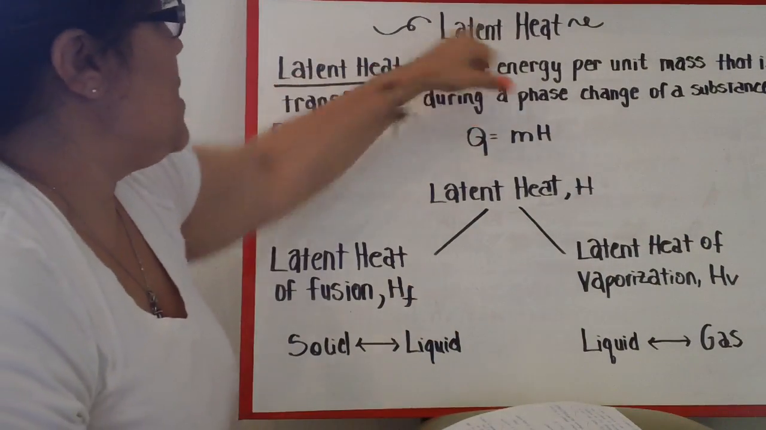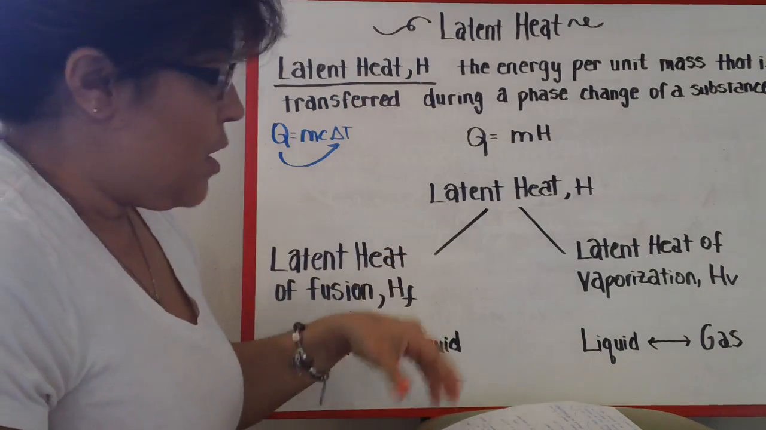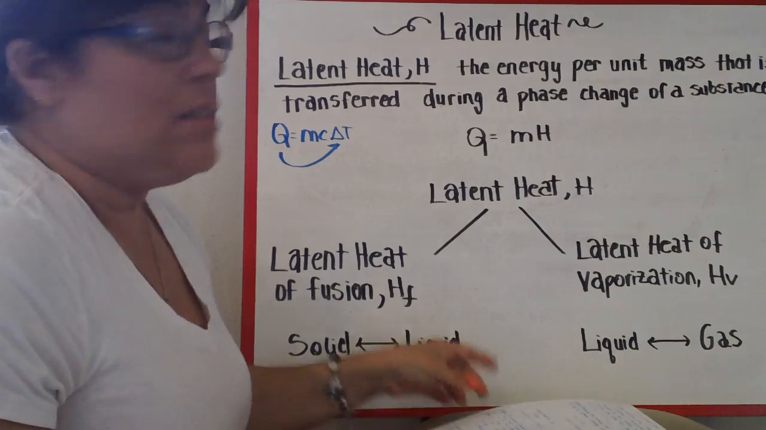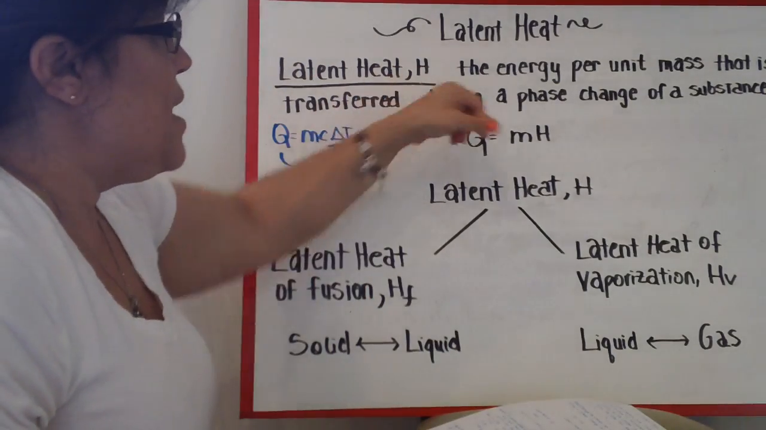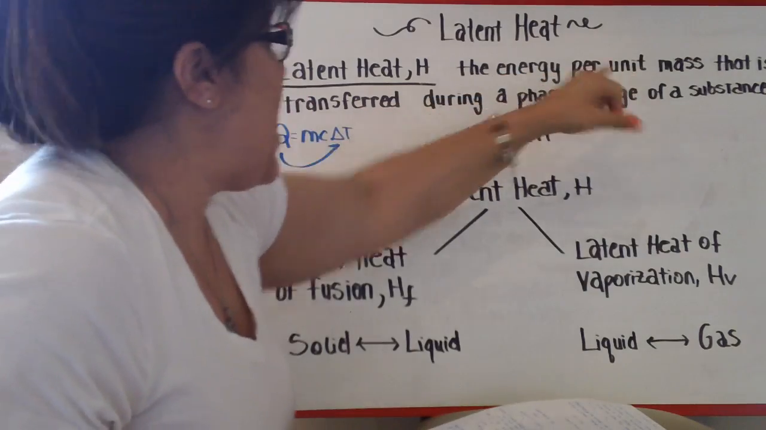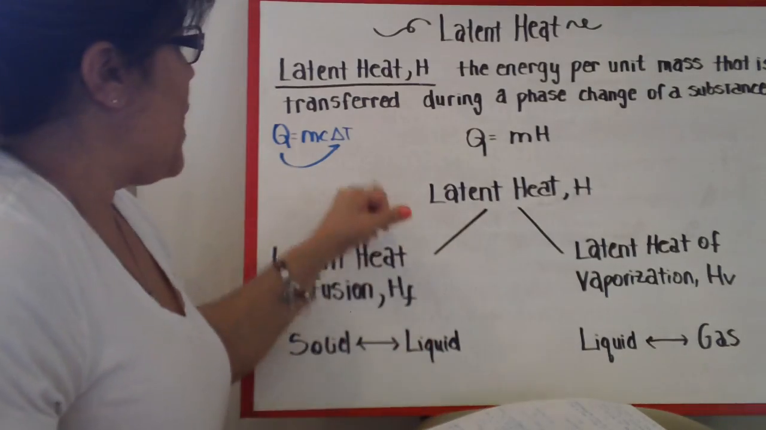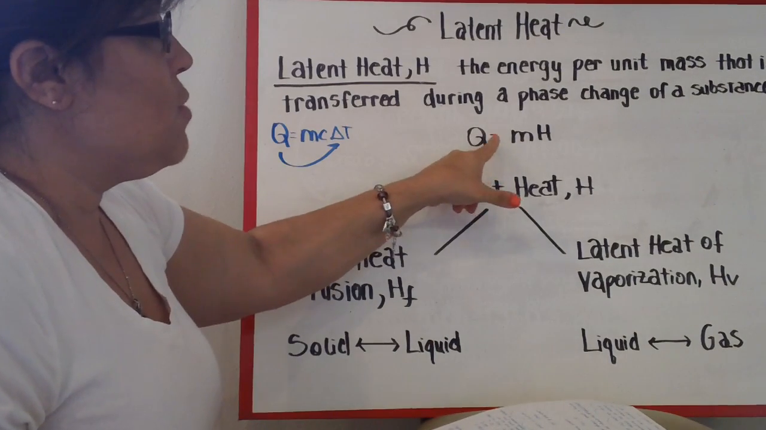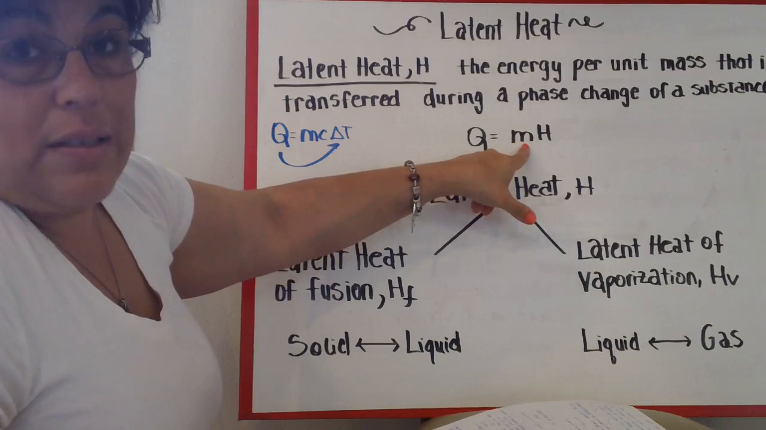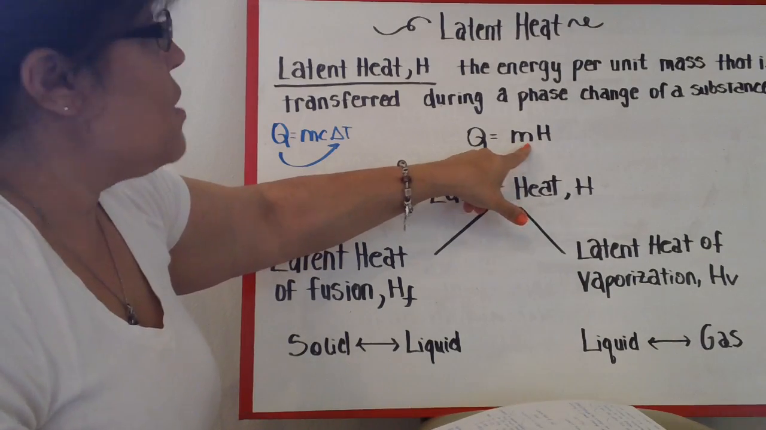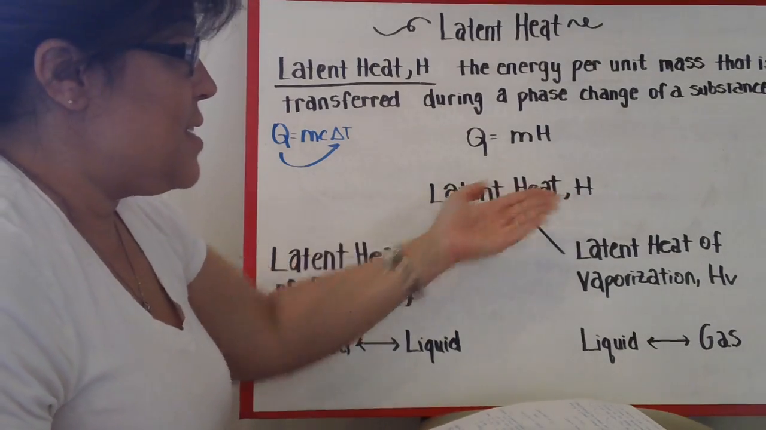Okay, so the latent heat, and we use H. Some books use an L instead, but in our textbook we use the capital letter H, latent heat. It's the energy per unit mass that is transferred during a phase change. The equation that we use here is Q = mH. M is the mass of what is being melted or boiled, and H is going to be a constant. That's our constant, the latent heat.